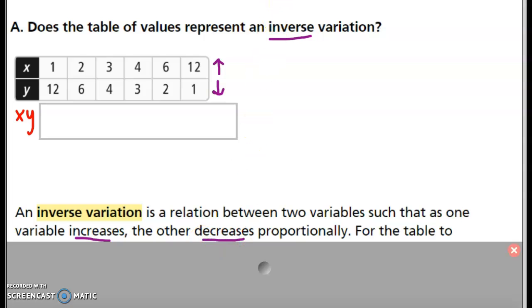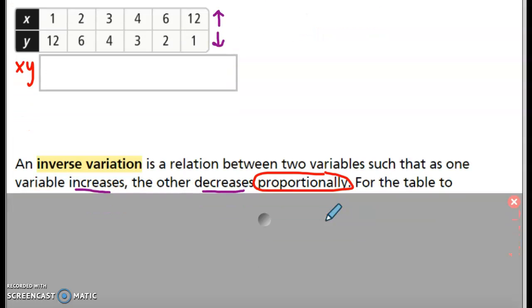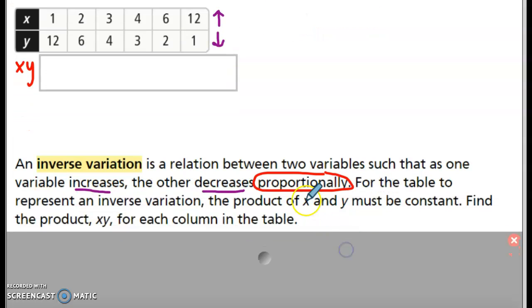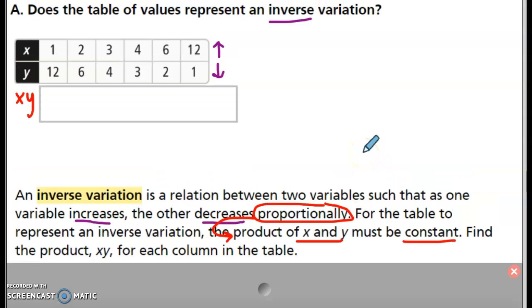But there's another part to this, proportionally. So they're not just going up and down or increasing and decreasing. There's more. They need to be proportional. What this means is they need to be increasing and decreasing at the same rate. So how do you figure out whether they are proportional? What you need to do is find the product of x and y, and it needs to be constant. If the product of all the x and y's are constant, then I know it's an inverse variation.